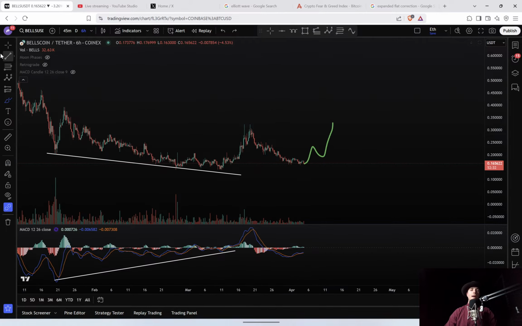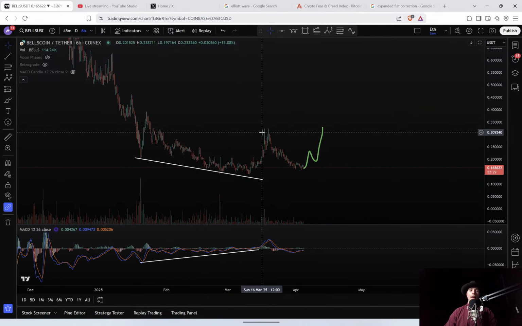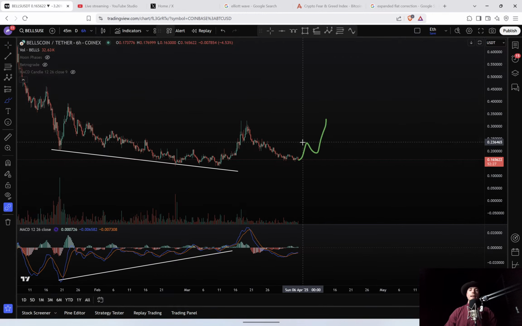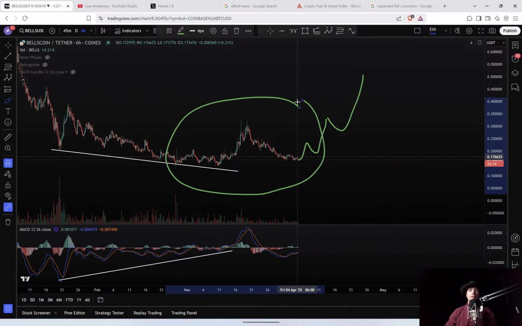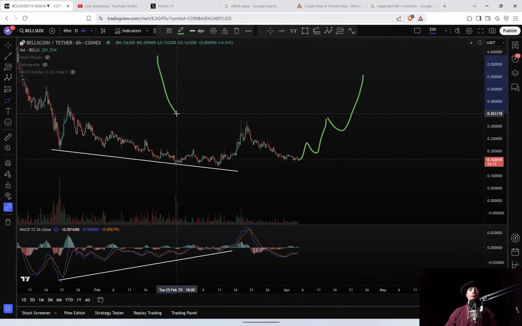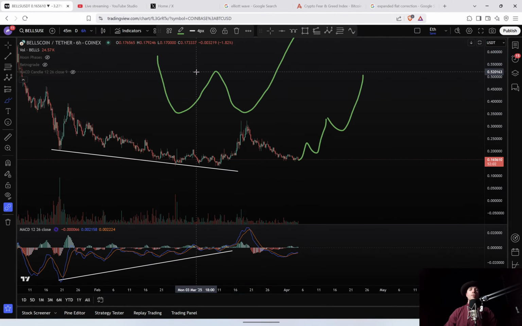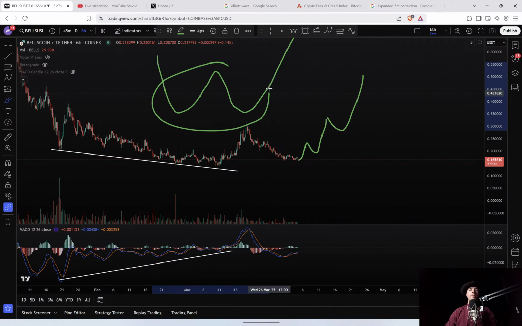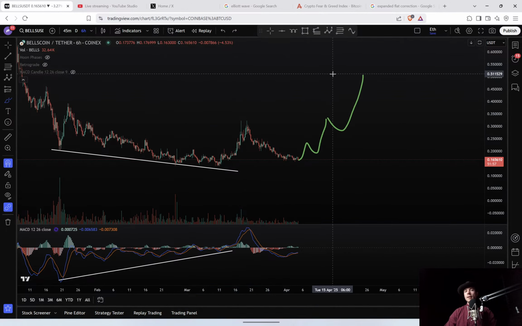I've seen that time and time again in my trading and investing. And in the case of Bell's coin here, I do believe we could easily see a reversal off of these lows, and basically this will be a double bottom right here. Because the way a double bottom works is you come down, you hit your first low, you come up, you make a resistance point, then you come back down, and then you break out through that resistance, and that's a double bottom. That's what a double bottom looks like.